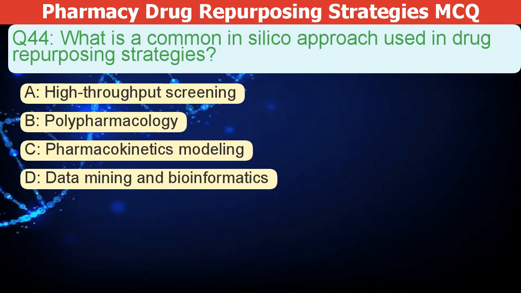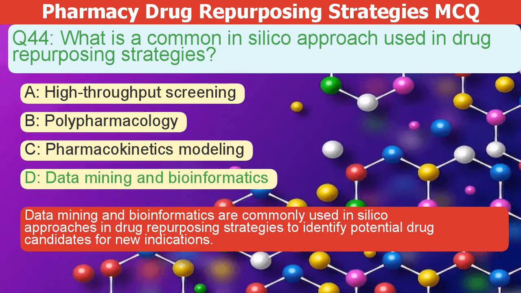What is a common in silico approach used in drug repurposing strategies? A. High throughput screening. B. Polypharmacology. C. Pharmacokinetics modeling. D. Data mining and bioinformatics. The correct answer is D. Data mining and bioinformatics are commonly used in silico approaches in drug repurposing strategies to identify potential drug candidates for new indications.